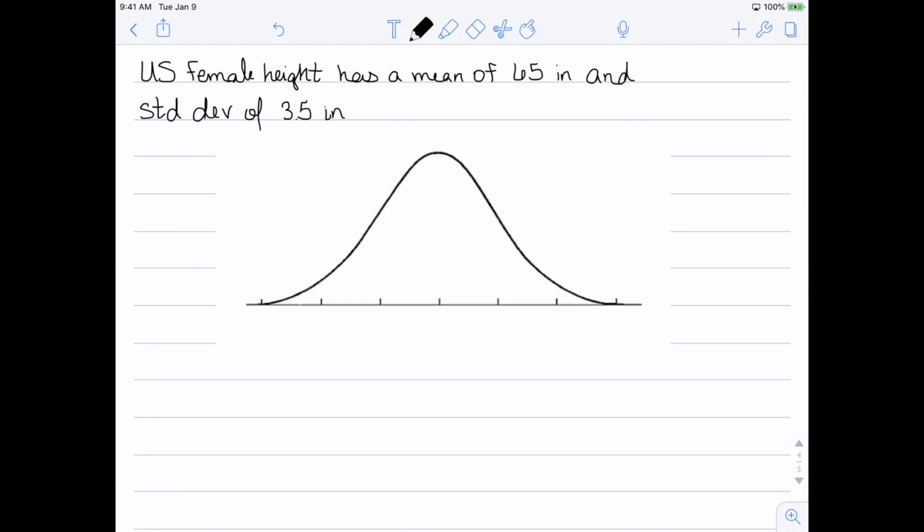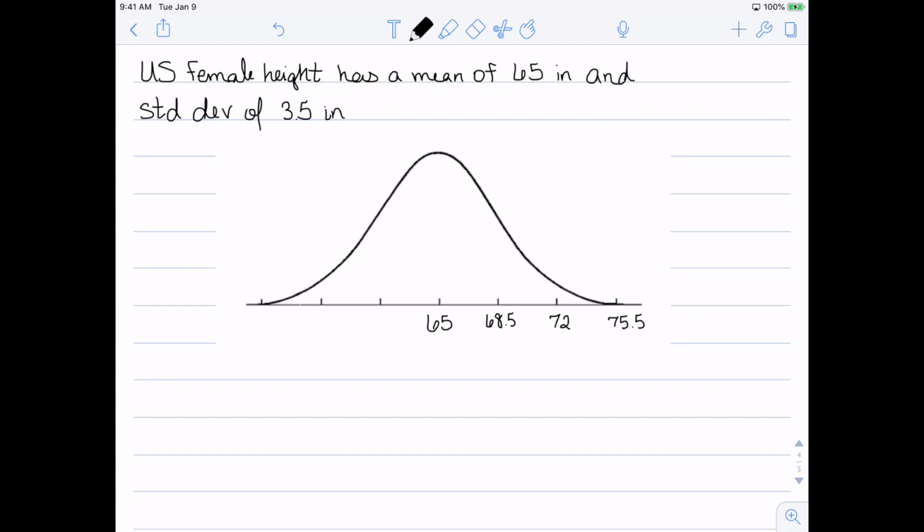So the US female height has a mean of 65 inches and a standard deviation of 3.5 inches. And what I want to do is actually label this normal distribution curve. So the mean is always at the center. So the center bar right here will be 65. The rest of the lines here indicate how we move up or down by the standard deviation. So to get the bar to the right, I need to add 3.5. And we continue to add 3.5. So 65 plus 3.5 is 68.5, plus 3.5 is 72, plus 3.5 is 75.5.